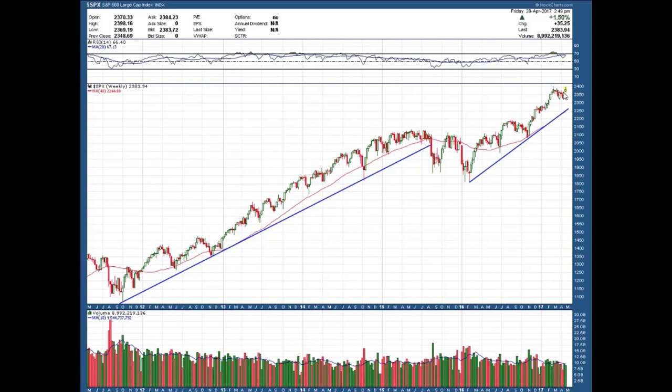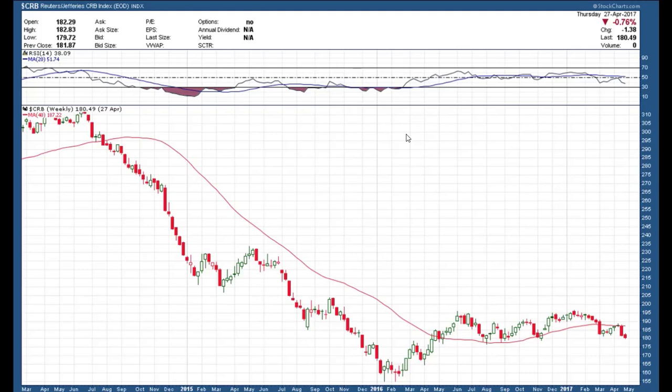I do want to point out that while it is trending higher, it hasn't done so in a straight line. As with any trend, there will always be consolidations or counter-trend moves, and the S&P 500 is no exception, as you can see. The biggest and most obvious is this one here, from the beginning of 2015 through the middle of 2016.